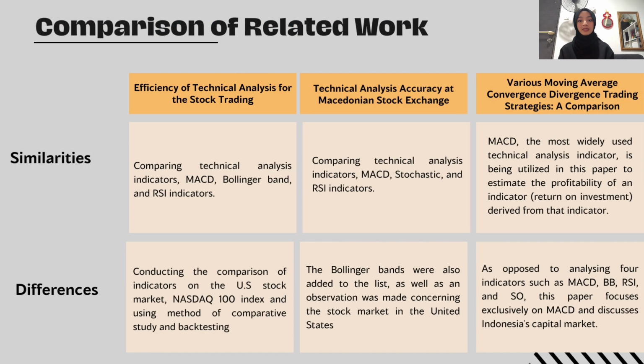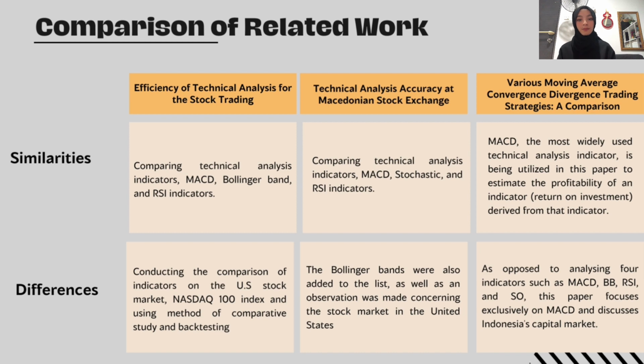Lastly, this here is the comparison of related work I have compiled in this field of study, such as the paper by Pramudia and Ichsani titled Efficiency of Technical Analysis for Stock Trading. The similarity of this paper with my current study is that it compares technical analysis indicators such as the MACD, Bollinger Bands, and RSI. However, the difference is that my current study compares indicators on the US stock market, the Nasdaq 100 index, using the method of comparative study and backtesting.